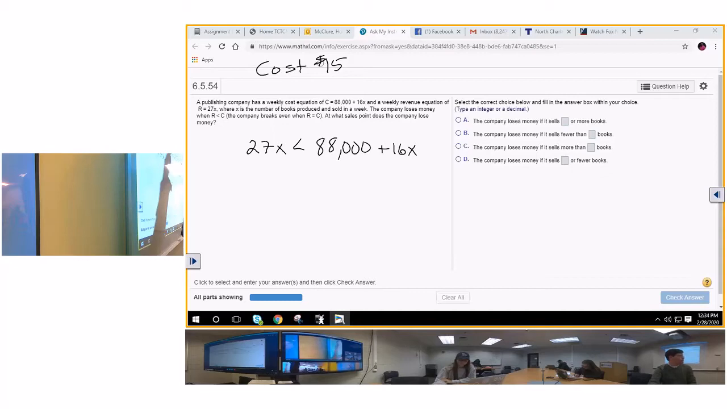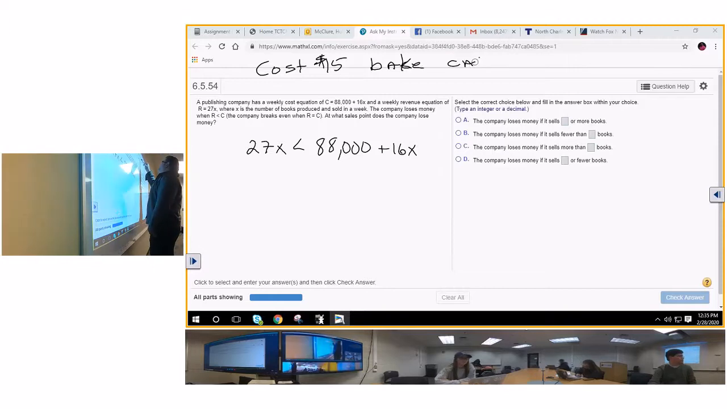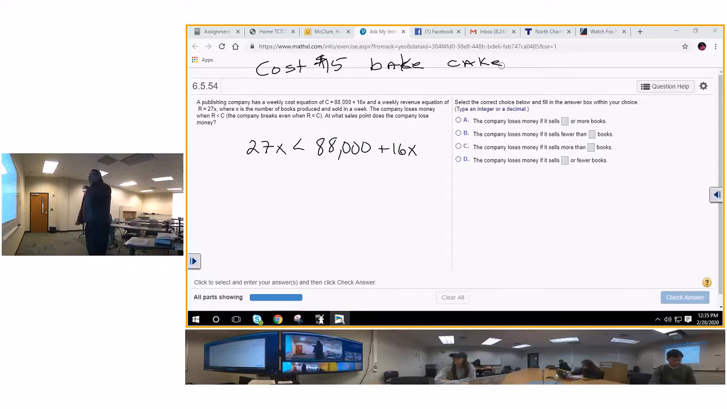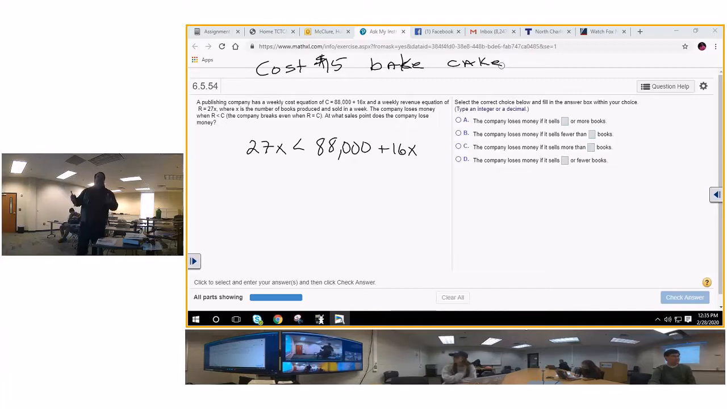$15 to bake a cake. Now, I'm not talking about the Betty Crocker cake. I'm talking about one of these cakes that weighs 4 or 5 pounds, full of sugar and chocolate, that you buy at one of these little houses on the side of the road that's owned by a grandma. Okay? It costs $15 to bake a cake.